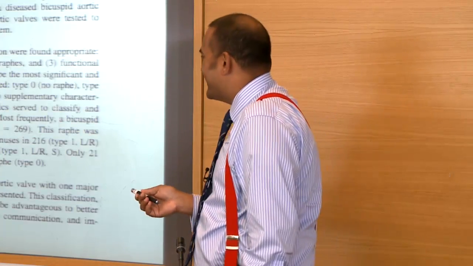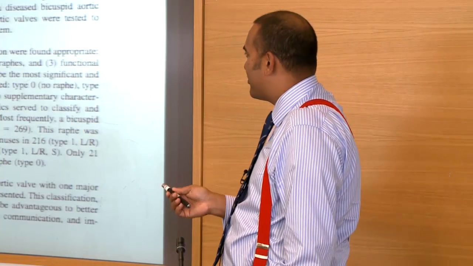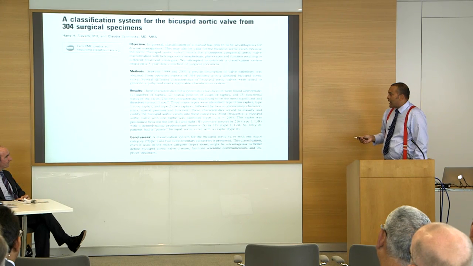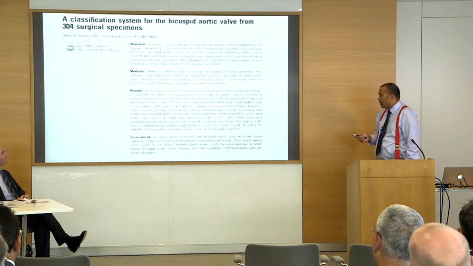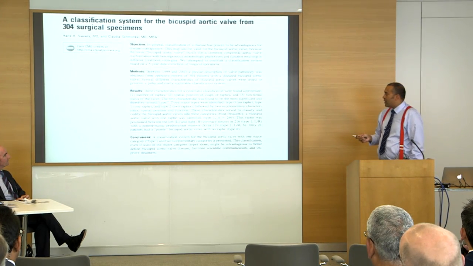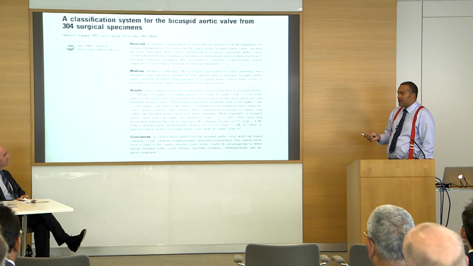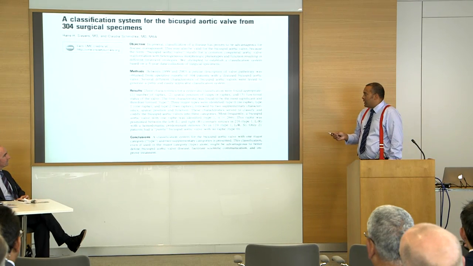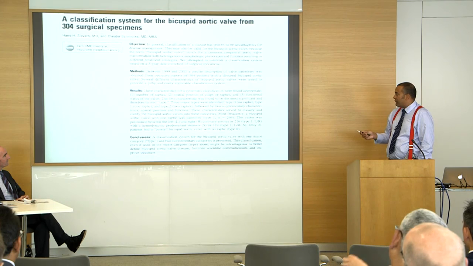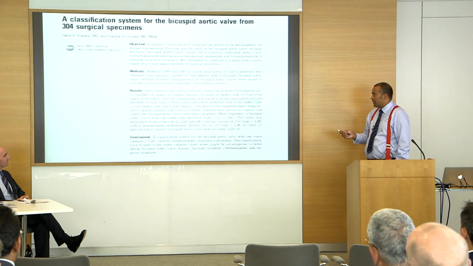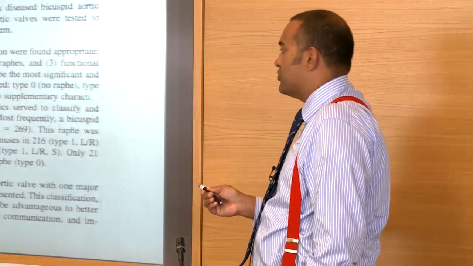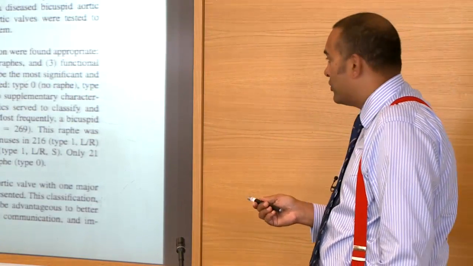So the Sievers classification, they looked at bicuspid aortic valves taken out of 304 patients, and they came up with a classification. They based it upon one major category, and that's the type. That type is dictated by the number of raphe that they find. Then the spatial position of the cusps, or the raphe, and finally the function. So it gives you a three-letter classification, rather analogous to pacemakers.